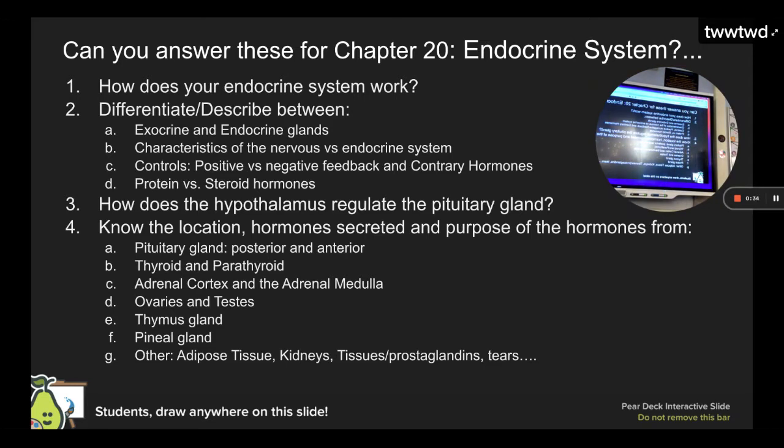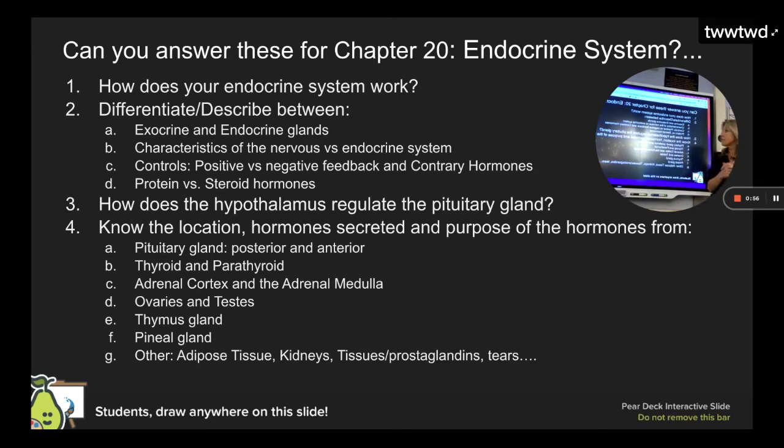So how does your endocrine system work? Differentiate and describe the characteristics of exocrine and endocrine glands. Differentiate between the nervous system and the endocrine system. Positive versus negative controls or negative feedback, contrary hormones, protein versus steroids. You should be able to differentiate between those.